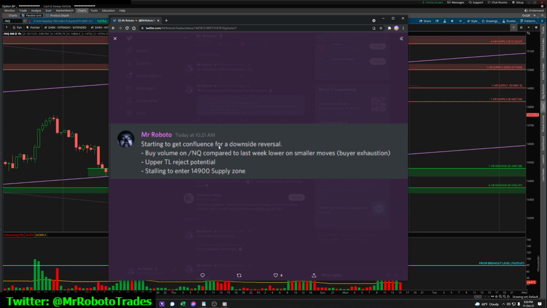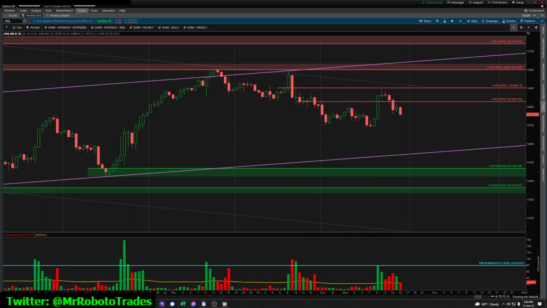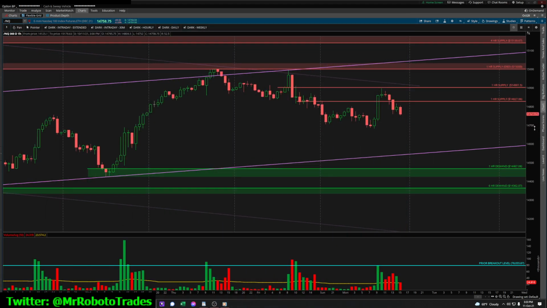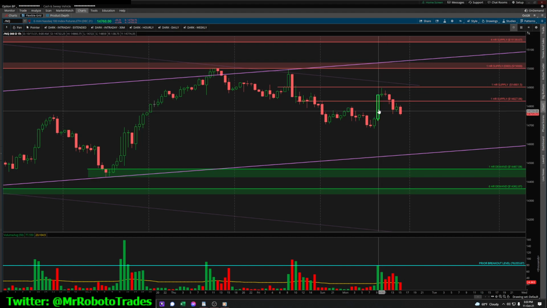Some of the things that I saw was we had volume on NQ compared to last week was lower on smaller moves, suggesting potential buyer exhaustion. There was an upper trend line rejection potential, and the fact that we were stalling to enter the 14,900 supply zone. All of those factors combined made me think that there was an impending market reversal, and we can see that that's exactly what happened. So again, around 10:21 is when I went ahead and alerted my Discord members, and we reversed soon after.